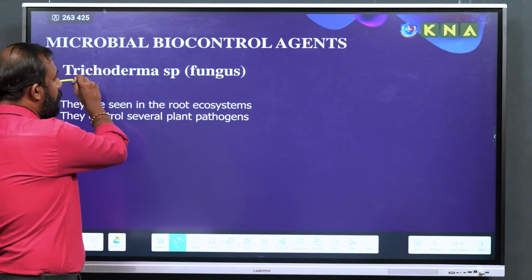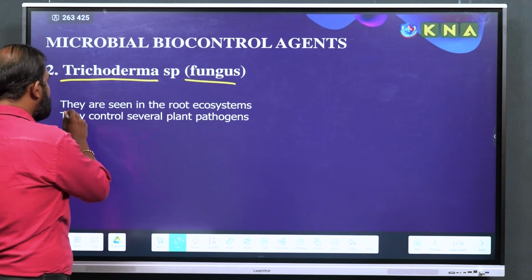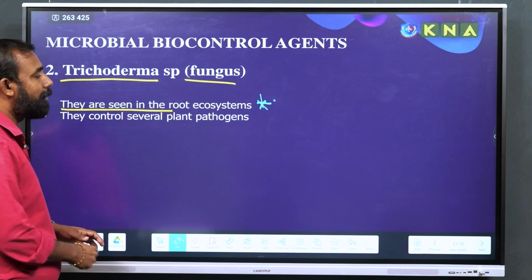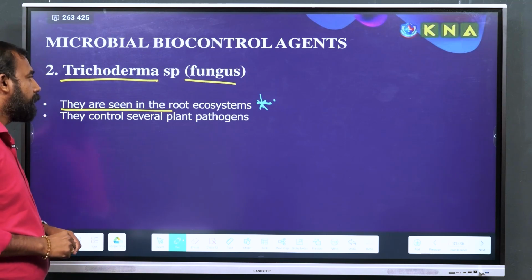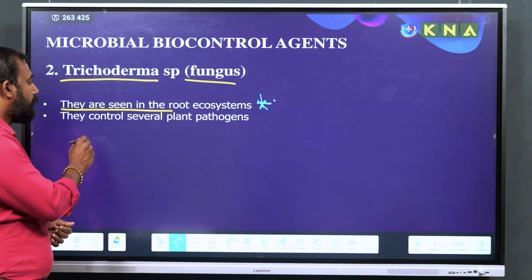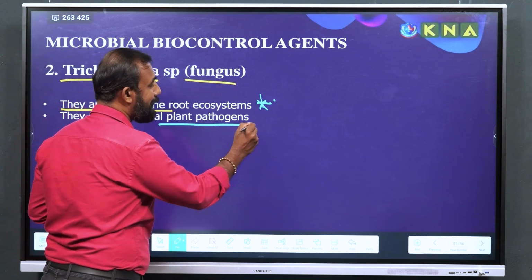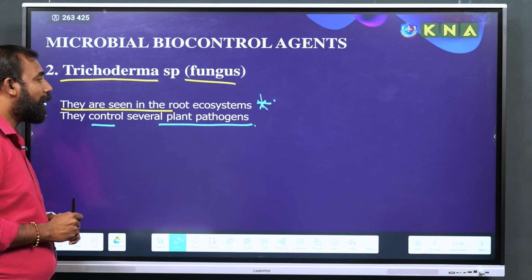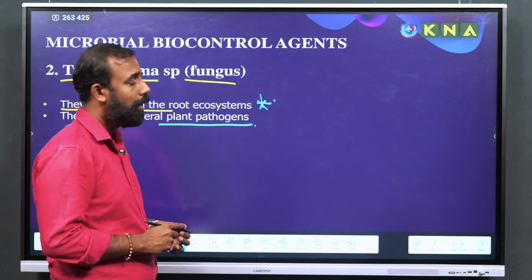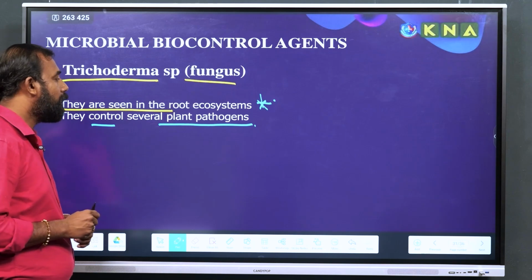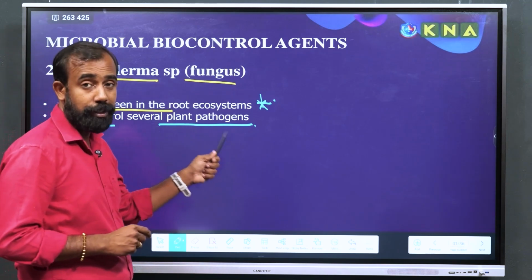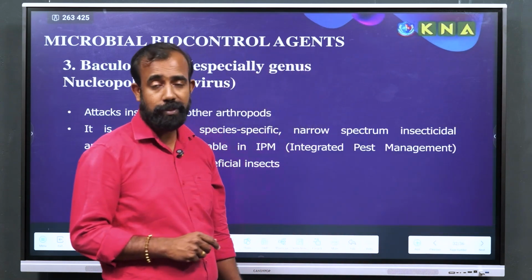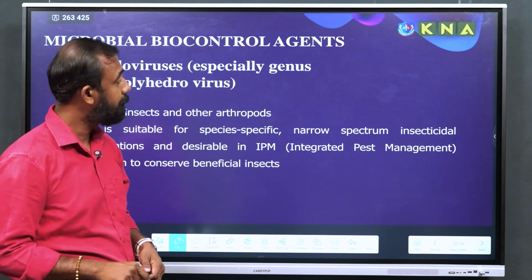Next, Trichoderma. Trichoderma is a fungus, and they are seen in the root ecosystem. Very, very important. They control several plant pathogens. So Trichoderma is a fungus, generally seen in the root ecosystem, and it controls several plant pathogens.